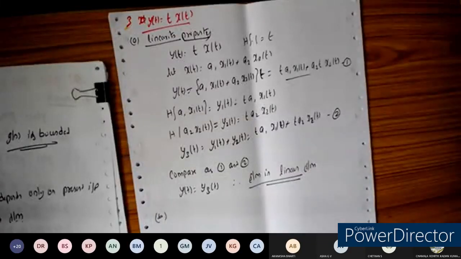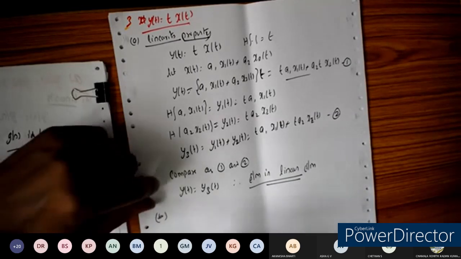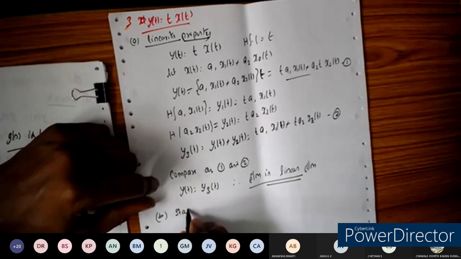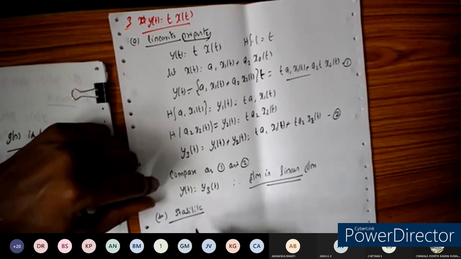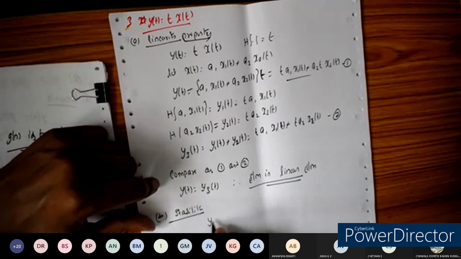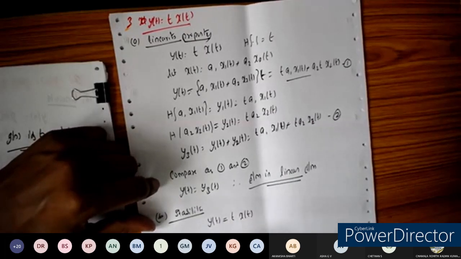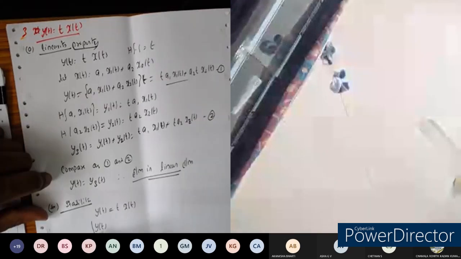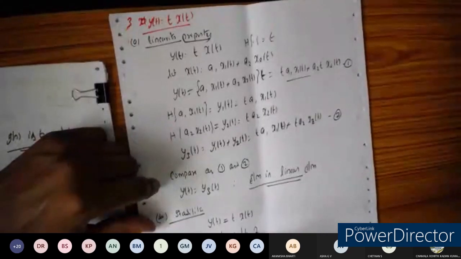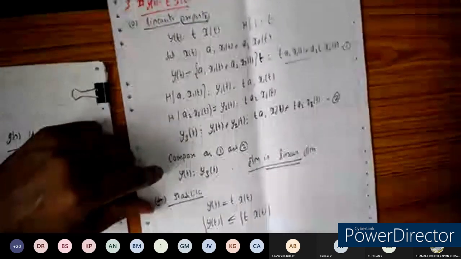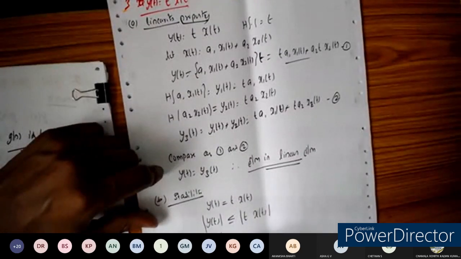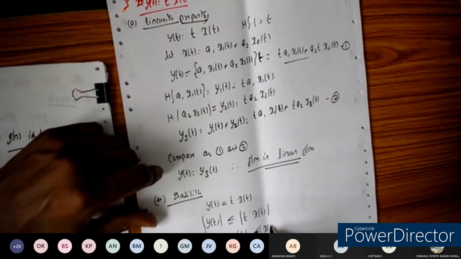Let us verify the stability, whether it's stable or not. Okay, we'll verify here. So we'll take the system y of t is equal to t into x of t. Let us consider the magnitude of y of t is less than or equal to the magnitude of t into the magnitude of x of t.